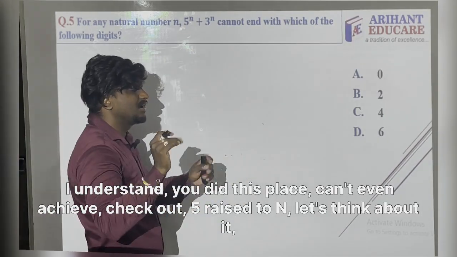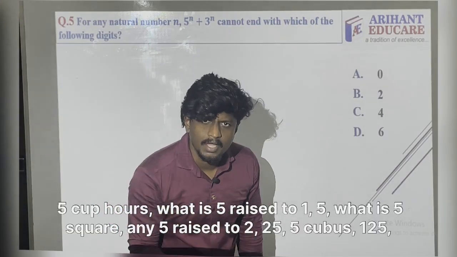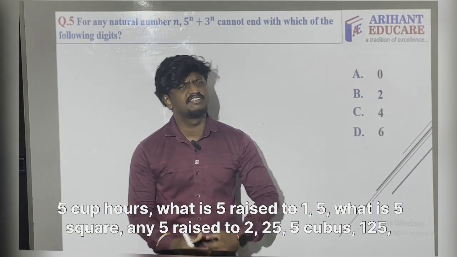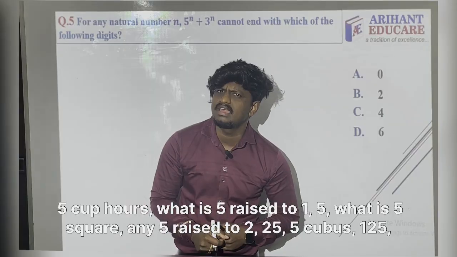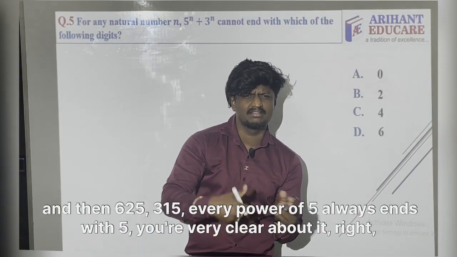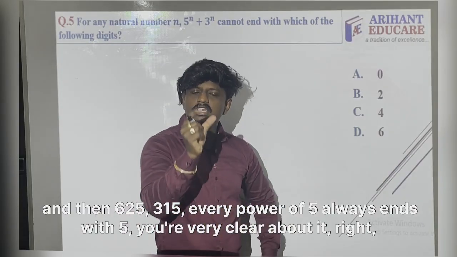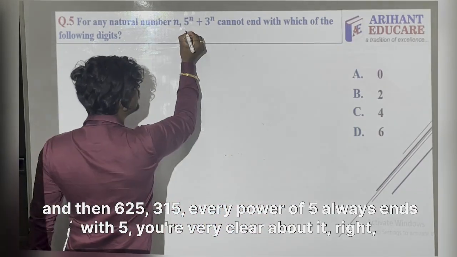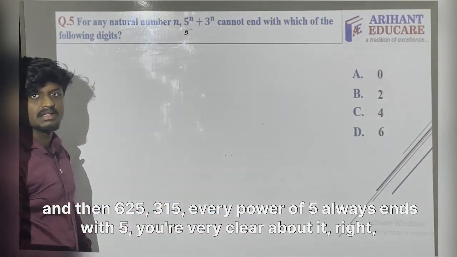5 raised to n, let's think about it. 5 का powers, what is 5 raised to 1? 5. What is 5 square? Yani 5 raised to 2, 25. 5 cube is 125, and then 625, 3125. Every power of 5 always ends with 5. We are very clear about it, right?